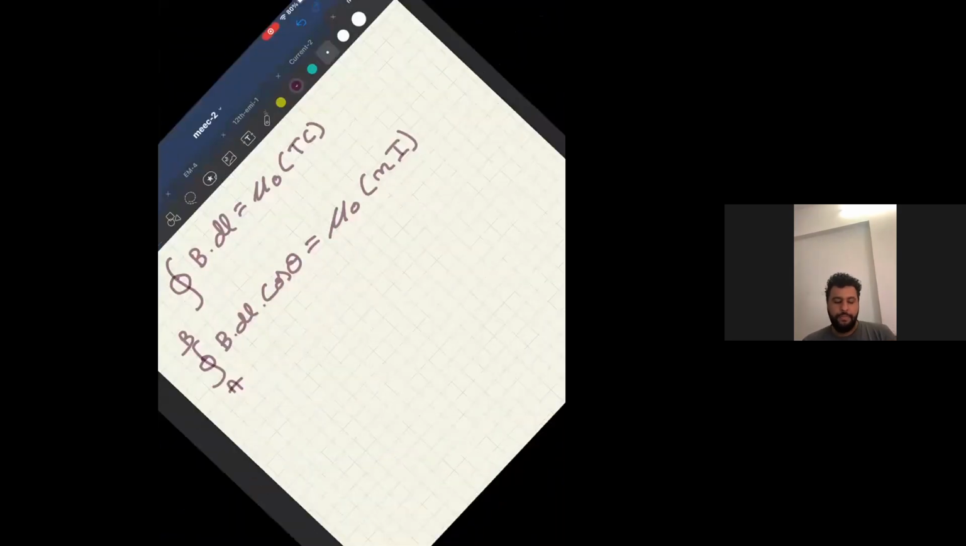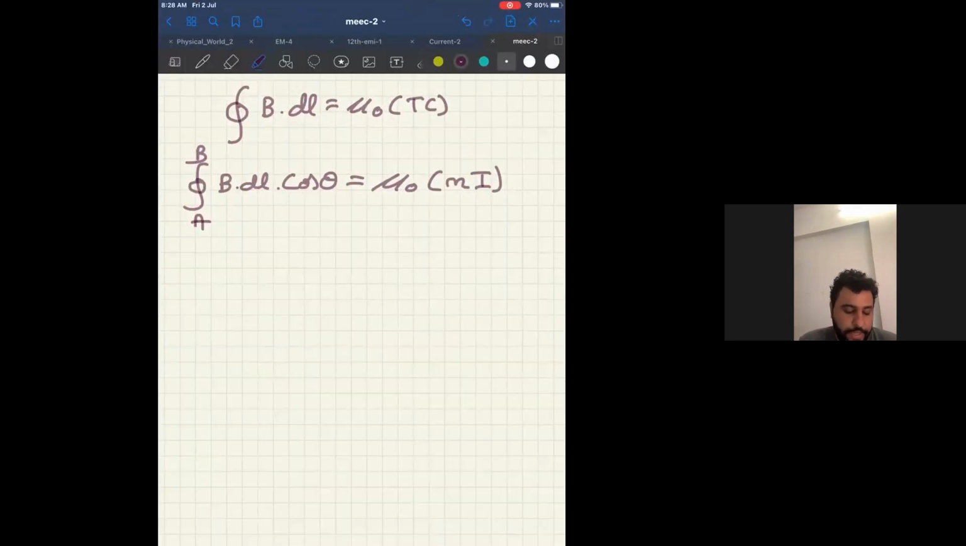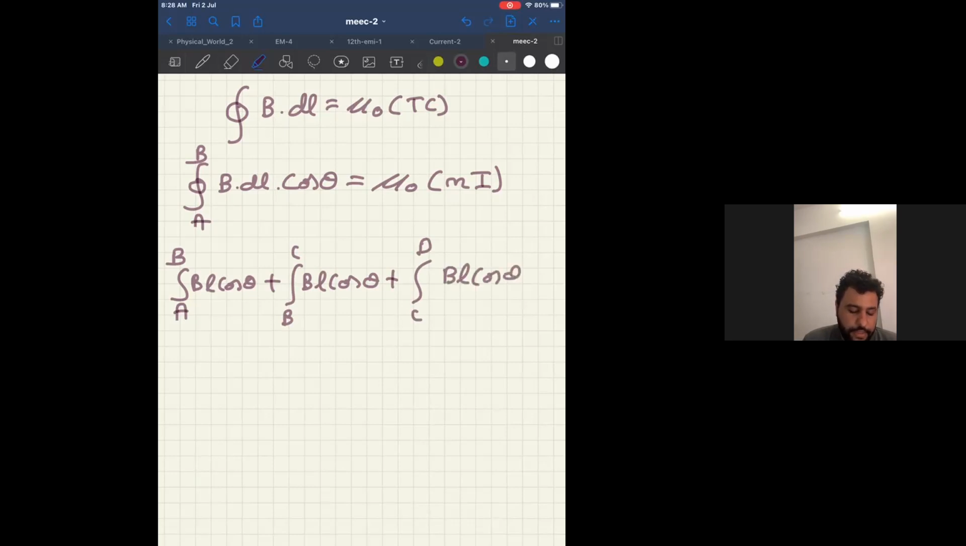So now, listen to this carefully. Left hand side will be integration of A to B of BL cos theta, plus integration of B to C of BL cos theta, plus integration of C to D of BL cos theta, plus integration of D to A of BL cos theta, is equal to mu naught Ni. Tell me, did you understand this step?